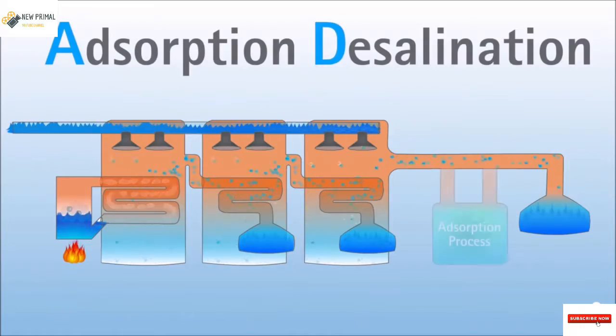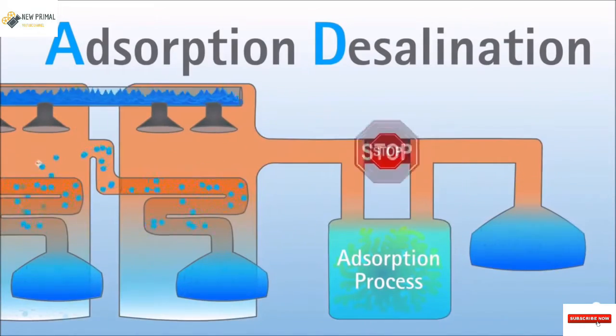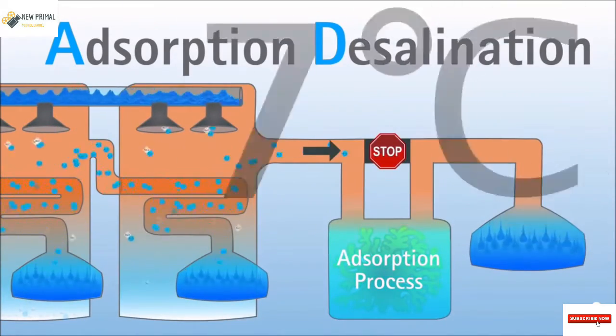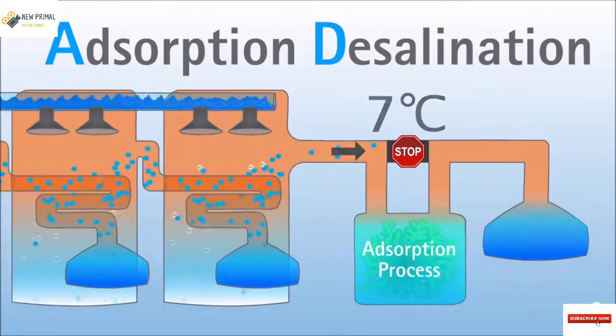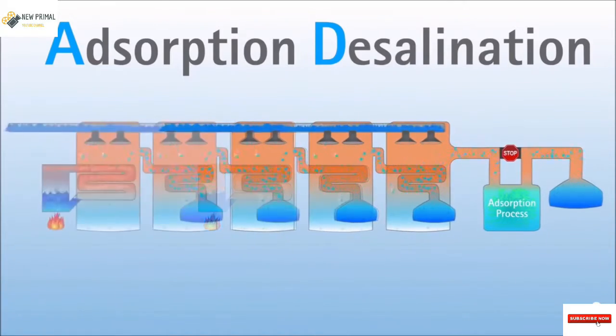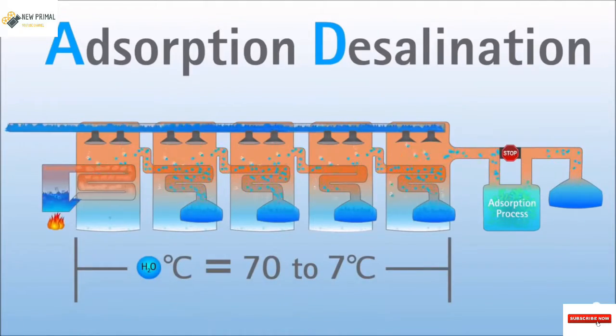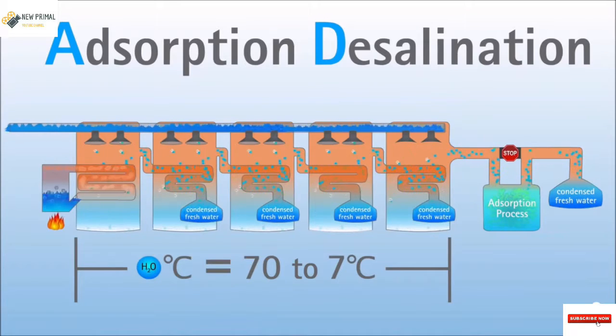The good news is that adsorption desalination breaks the limit and allows the output temperature to be lowered to 7 degrees. This means that the process can include several more stages, or that each stage can operate at a much larger temperature difference. Both of these possibilities mean more clean water.